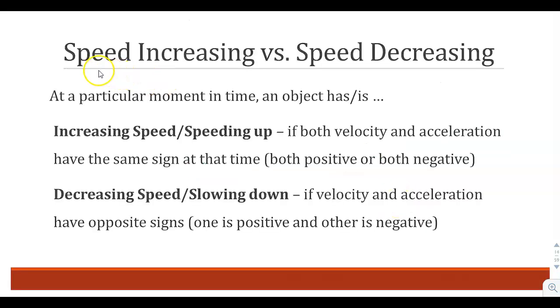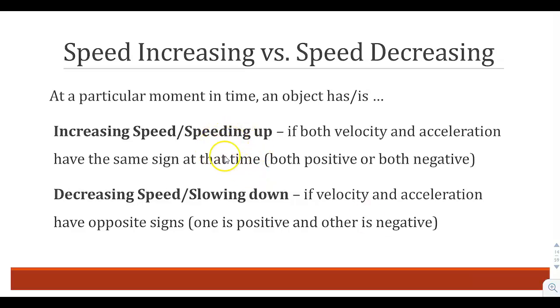And we also have the notion of speed increasing versus speed decreasing. So at a particular moment in time, an object is increasing speed, or speeding up, if both velocity and acceleration have the same sign at that time. So if velocity and acceleration are both positive or both negative, then my object is increasing speed or speeding up. We are decreasing speed, or slowing down, if velocity and acceleration have opposite signs. So one has to be positive and the other one has to be negative.